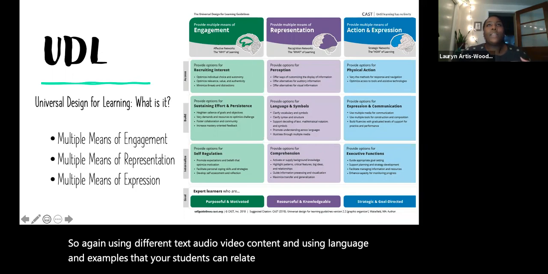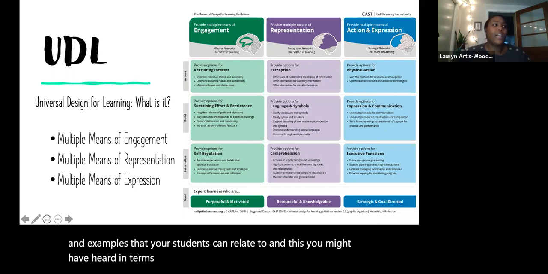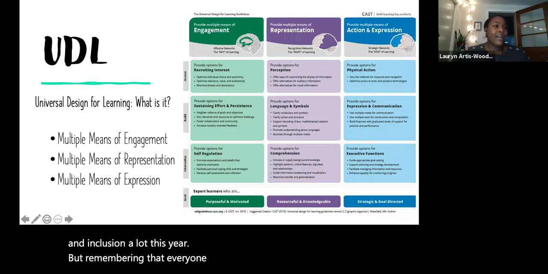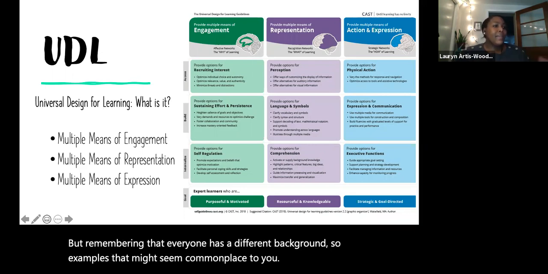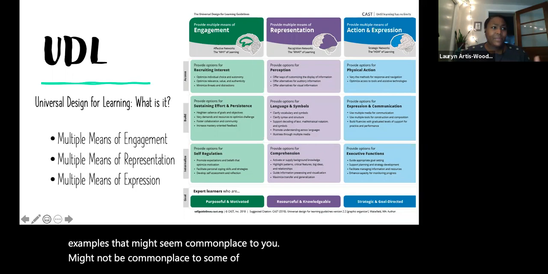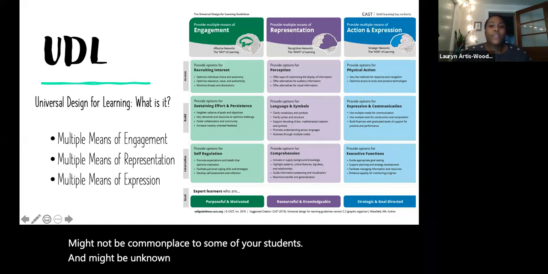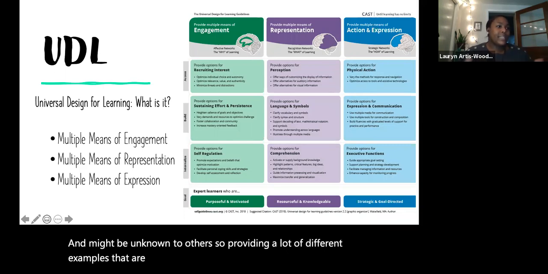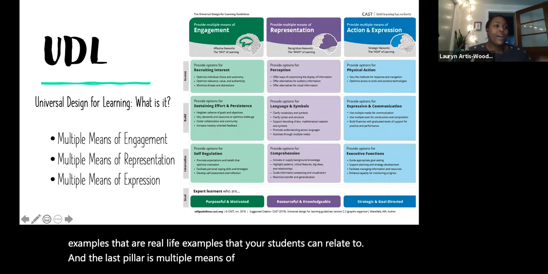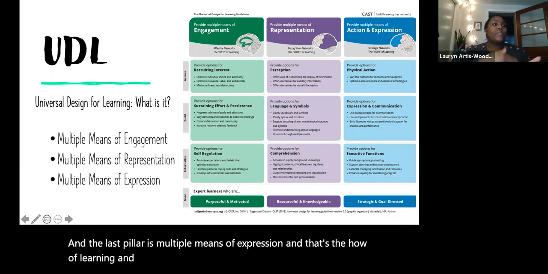And this you might have heard in terms of diversity. We are talking about diversity and inclusion a lot this year, but remembering that everyone has a different background. Examples that might seem commonplace to you might not be commonplace to some of your students and might be unknown to others. So provide a lot of different real life examples that your students can relate to. And the last pillar is multiple means of expression. That's the how of learning. That's going to help your students accomplish their goal or fulfill the learning objectives.